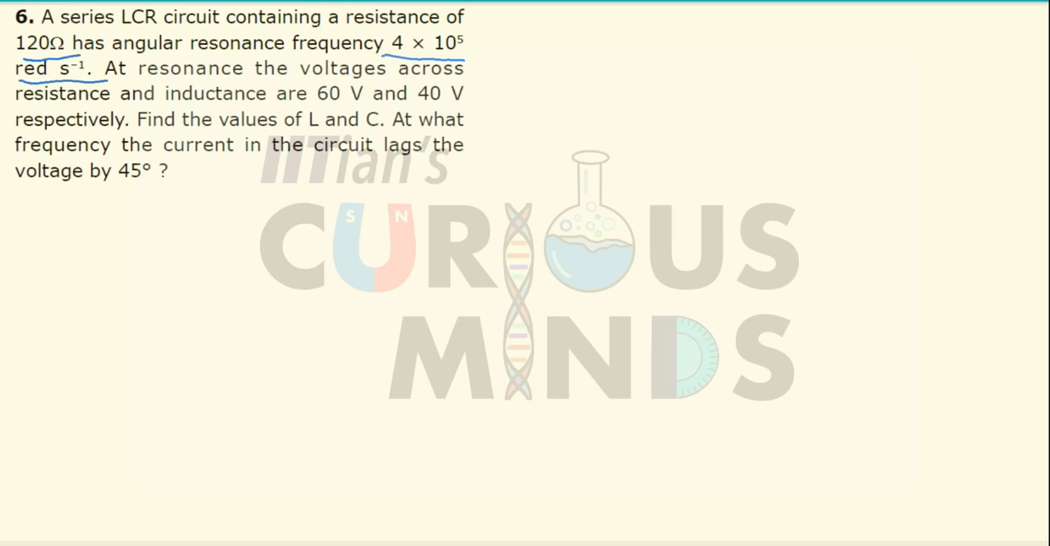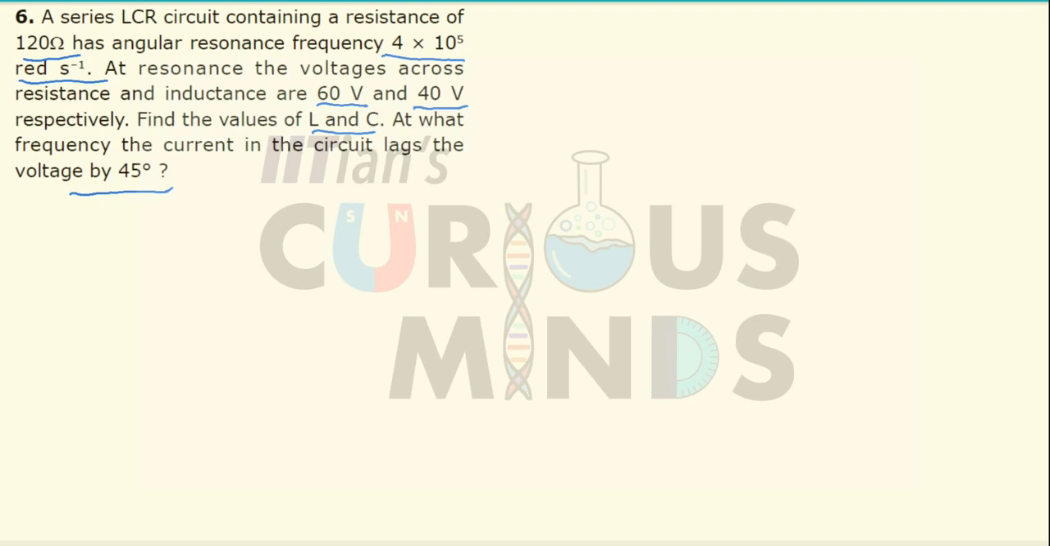At resonance, the voltage across the resistance is 60 volt and across the inductance it is 40 volt. Find the values of L and C. At what frequency does the current in the circuit lag the voltage by 45 degree?